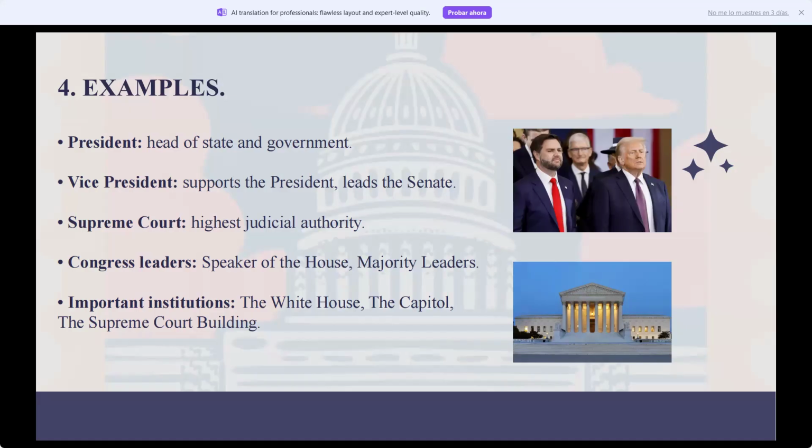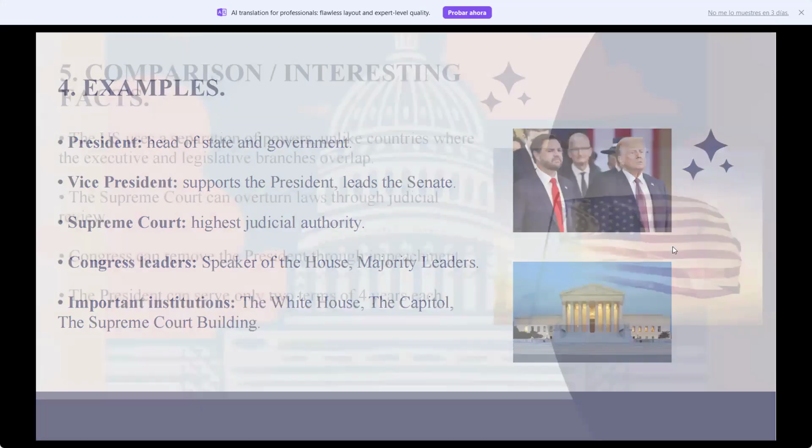Good evening, teacher. For example, some important people in the USA government include the president, the vice president, and leaders of Congress, like the Speaker of the House. Key institutions include the White House, where the President works, the Capitol, where Congress meets, and the Supreme Court building. These places represent the power and roles of each branch. Next picture, please.